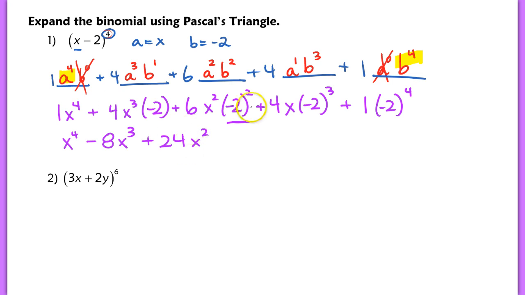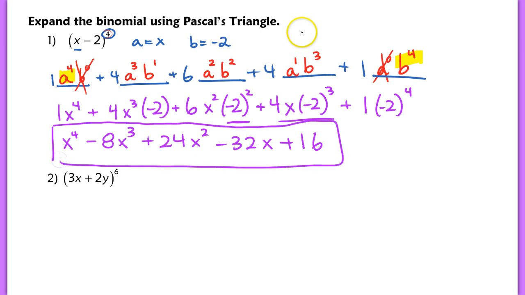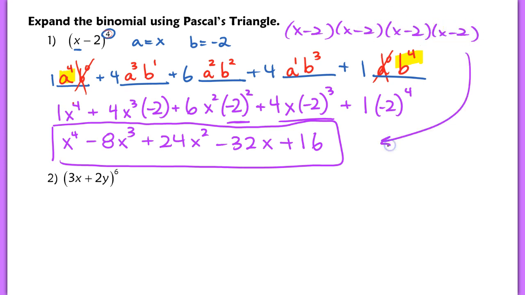So really after that, it just becomes basically review of exponents. When I simplify here, negative 2 to the 3rd power gives me negative 8. Negative 8 times 4 gives me negative 32x. And my last term here, negative 2 to the 4th power gives me a positive 16. So this is the final product that I would get if I were to take x minus 2 and have to multiply that out 4 times. This is that product here. So I think this is way faster, obviously, than trying to do all of that by hand.